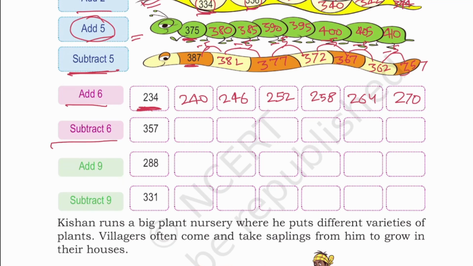Similarly, it is written subtract 6. If you subtract 6 from 357, you will get 351, then 345, then 339, then 333, 327, 321.